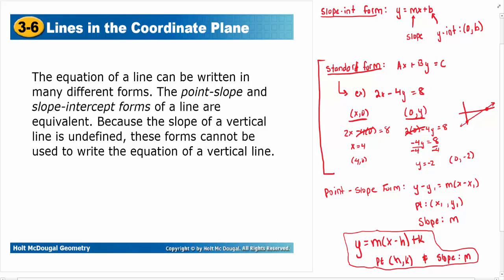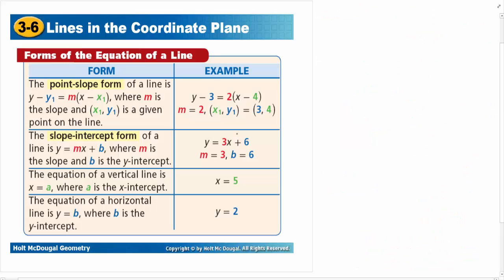It means the same thing as x1 and y1. It's the same thing. They're constants. A lot of times you see x1, y1, you think they're variables, but they're actually constants. It's the point that you're given. And you'll see that as I do the examples. Okay, so there's your point-slope form, slope-intercept form. I already wrote those out.